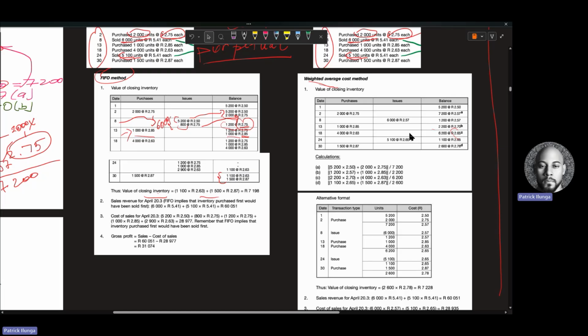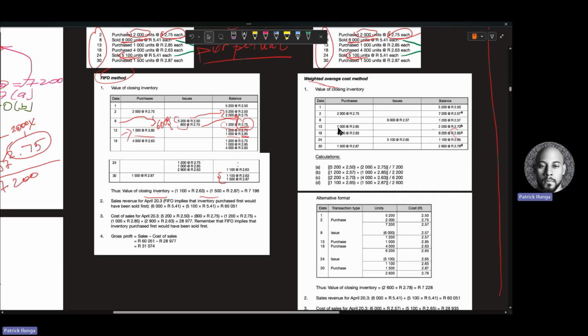So when you issue the 6,000 units, you will issue them at this average cost of 2.57 that we worked out. Point A. You worked it out. You will issue at this average, right? And when you issue at this average, the remainder will be 1,200. You issue 6,000 units, you will remain with 1,200 units at the average we had worked out.